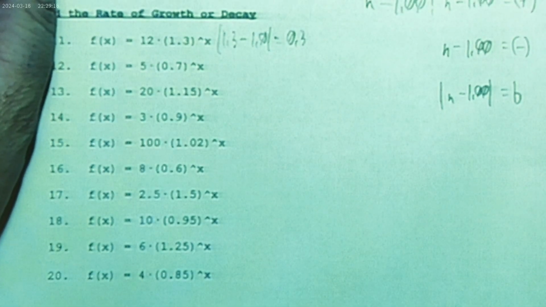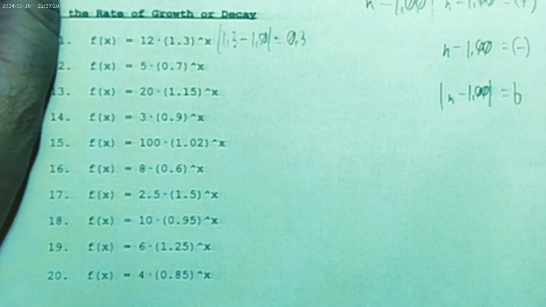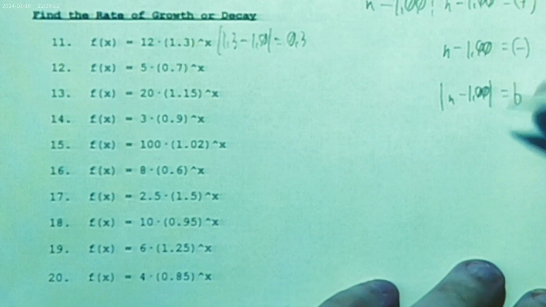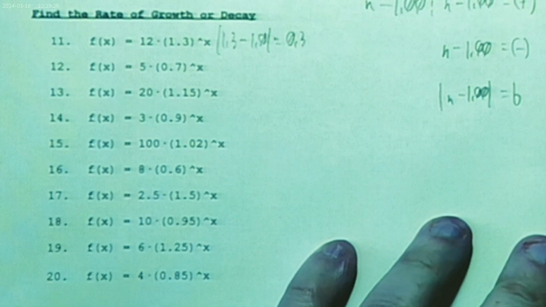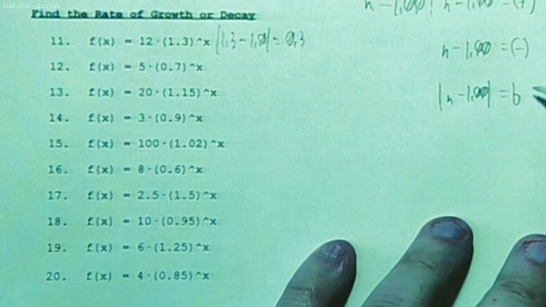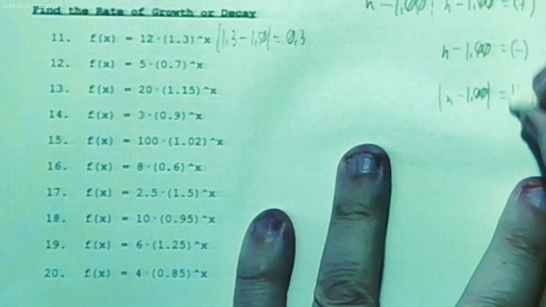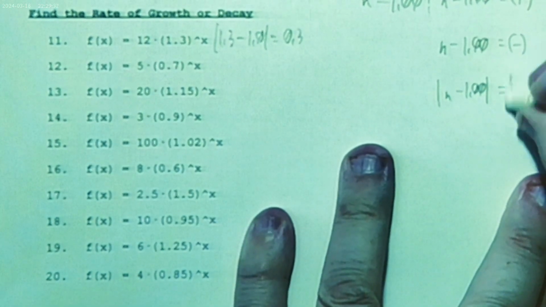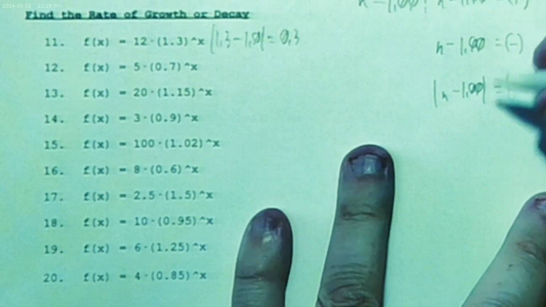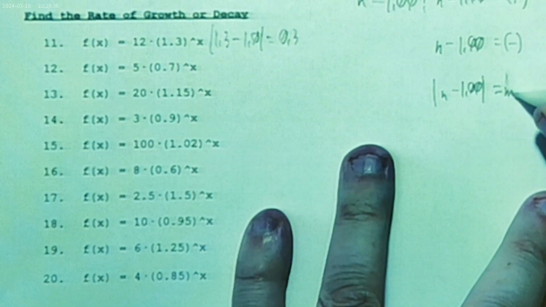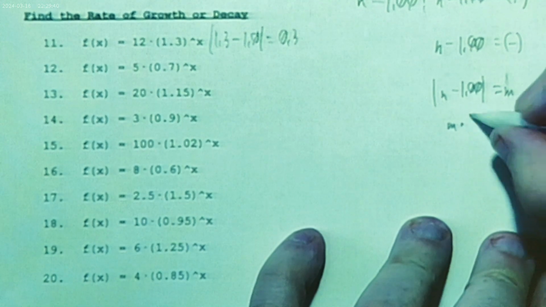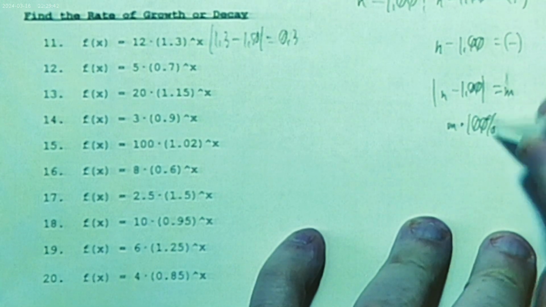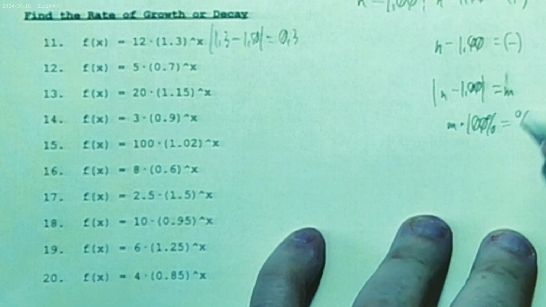Whatever that number is, it's not going to give you B. I apologize, I threw that one off. Whatever that number is, I'm going to say it's M. You take M, multiply it by 100%, and that equals your percentage.